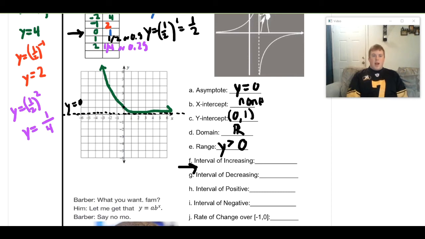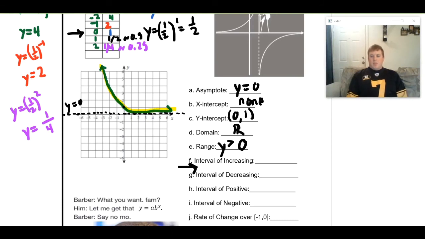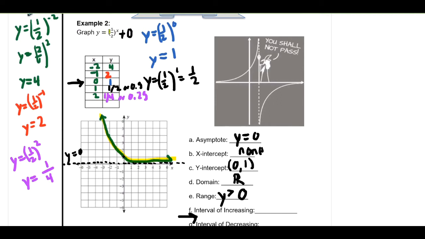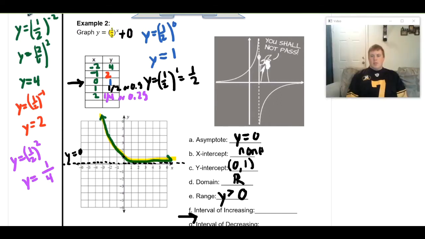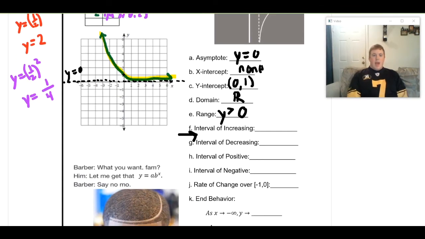So as we trace our graph from left to right, we are going downhill and decreasing. That has to do with the fact that our a value was a fraction this time. It was a positive fraction between 0 and 1. That's one of the ways that this graph is a little bit different than the last one. Anyway, we are decreasing, so that means we are never going to be increasing, and we're always decreasing.